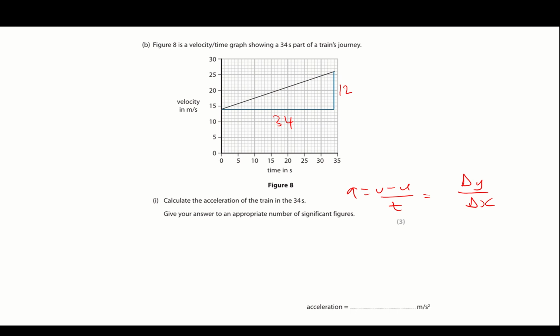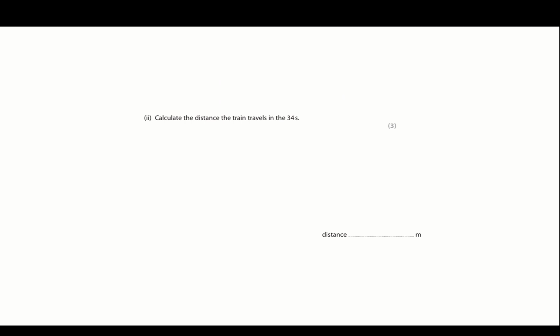There's initial speed there, final speed there, and time there. So it's going to go from 14 to 26, which is a change of 12. So that's 12 over 34, or in full, 12 over 34 equals 0.35 meters per second squared. Done. Calculate the distance the train travels in 34 seconds.